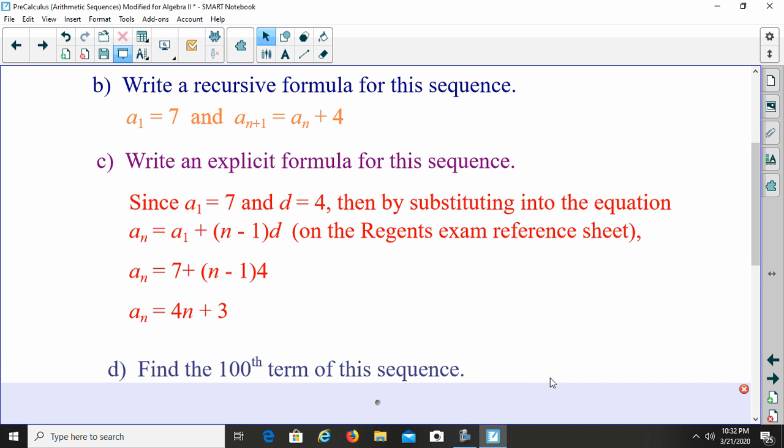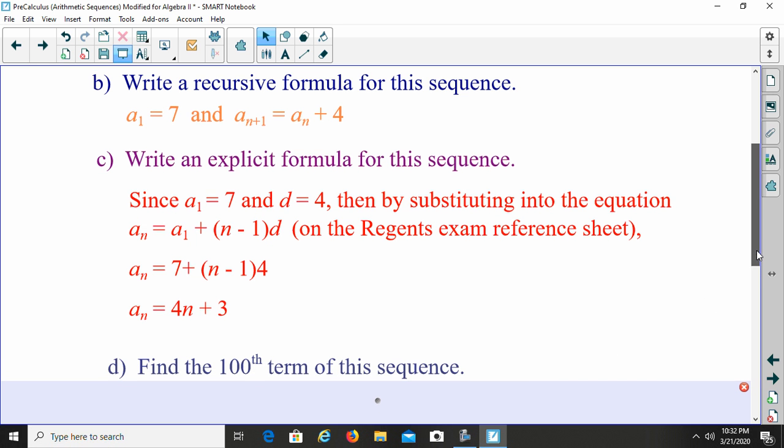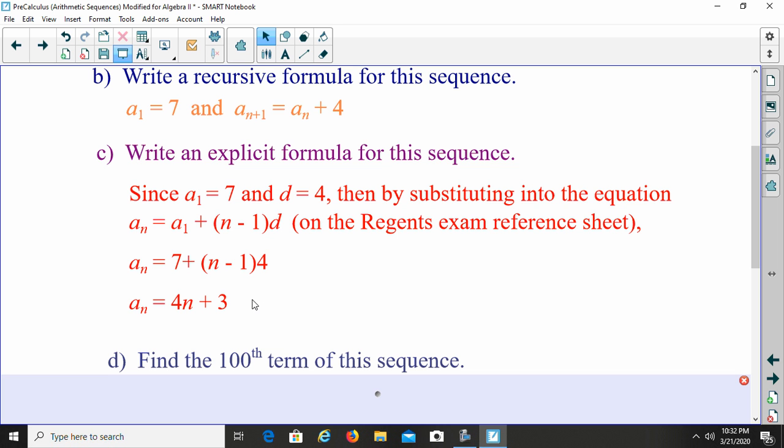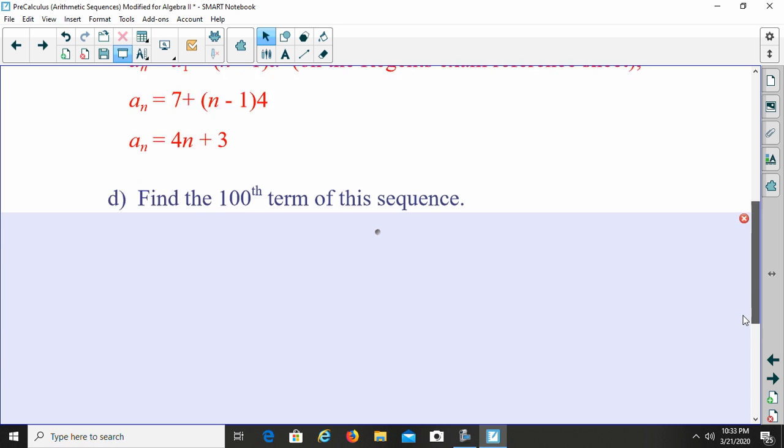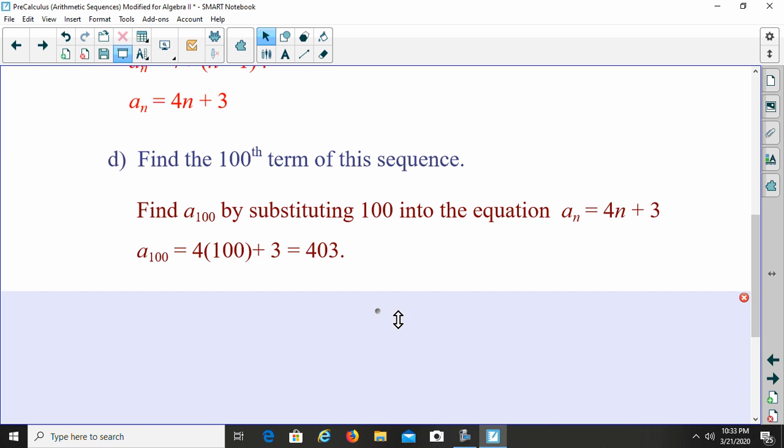So say we really did want to find the 100th term of this sequence. Well, if we use the formula that we arrived at in part C, it's no problem. What we're going to do is substitute in 100 for n into the equation a sub n equals 4n plus 3. So a sub 100 is going to equal 4 times 100 plus 3. In other words, 403. We didn't need to find the 99th term or the 98th term or the 97th term or any of the terms. We could go immediately from the first term to the 100th term, because that is the power of an explicit formula.